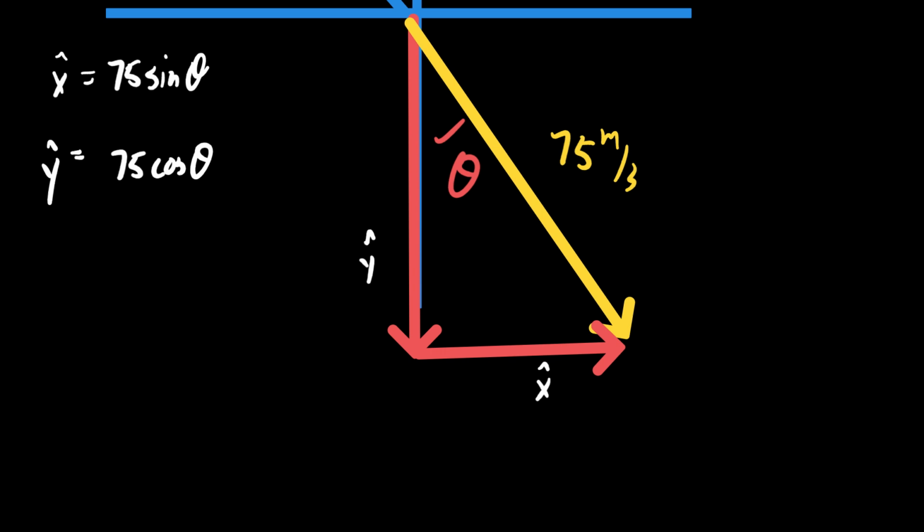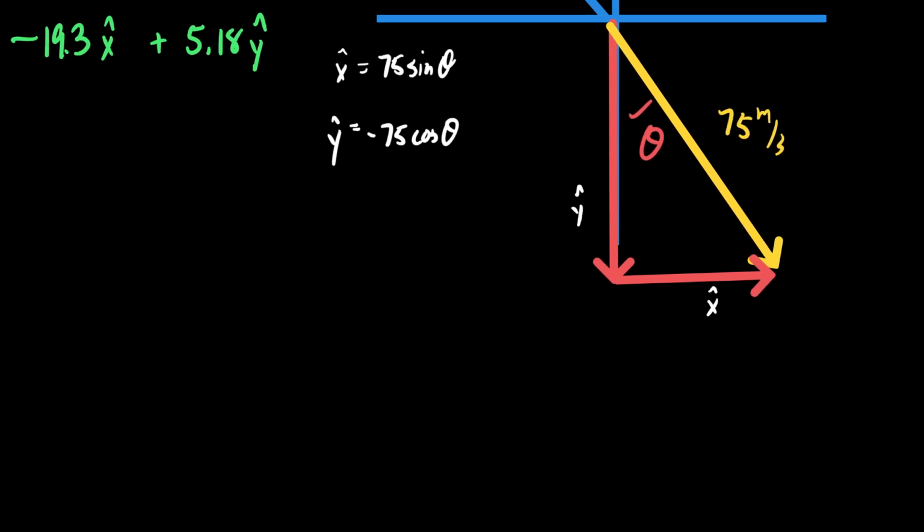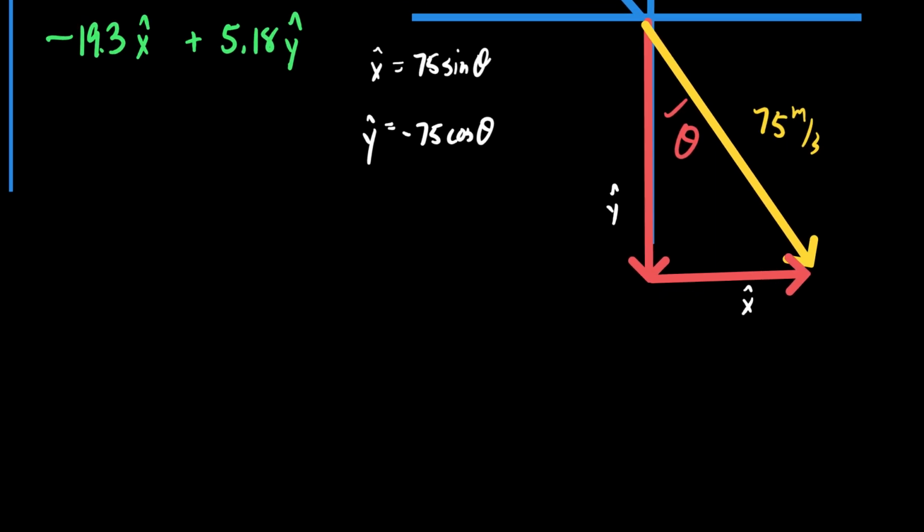Looks like my y portion is going to be in the negative direction. My x portion is going to be in the positive direction. So I'd probably list that as negative. So if I was to write out a vector equation, I'd put 75 sine theta in the x direction minus 75 cosine theta in the y direction.